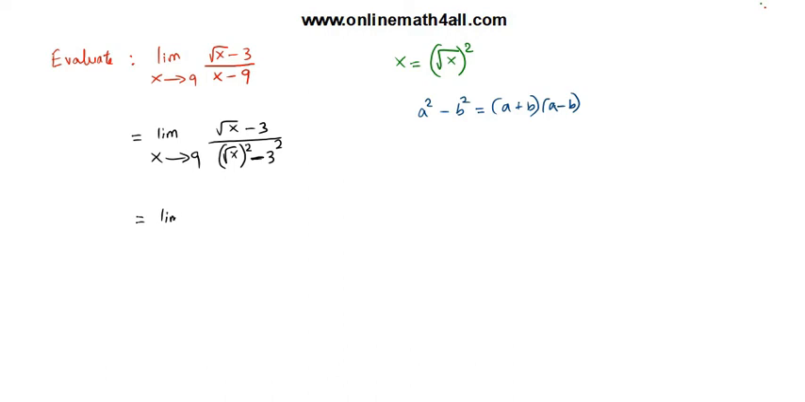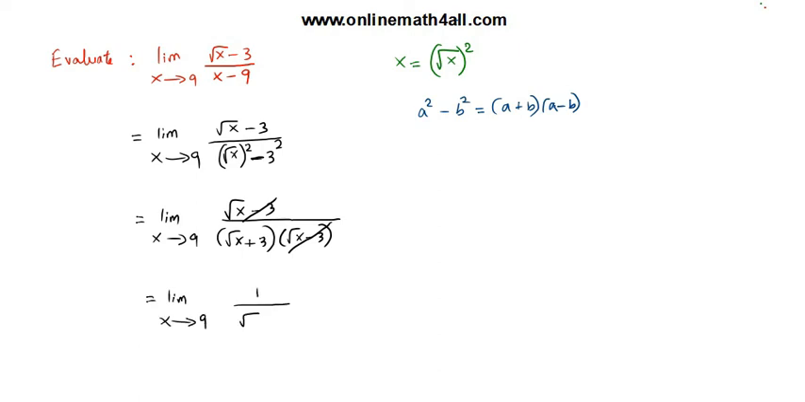So limit x tends to 9 of square root of x minus 3 by square root of x plus 3 times square root of x minus 3. The square root of x minus 3 and square root of x minus 3 will cancel out. We get the limit x tends to 9 of 1 over square root of x plus 3. Now we have simplified the given function.